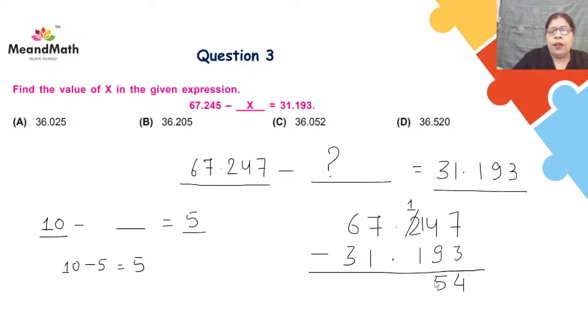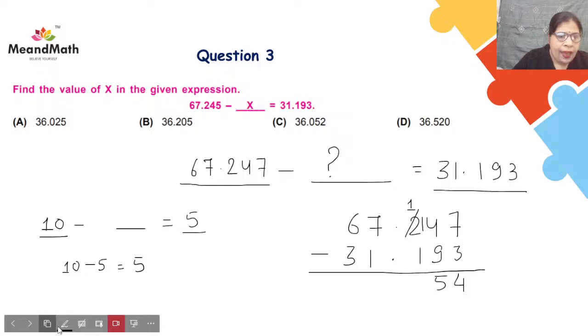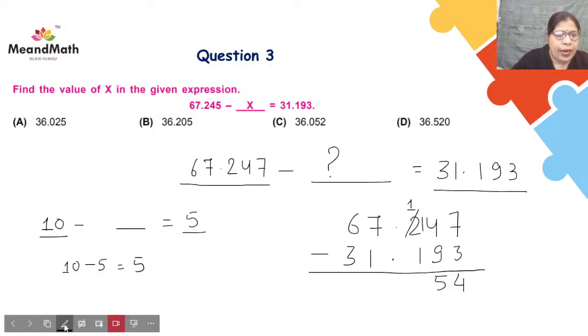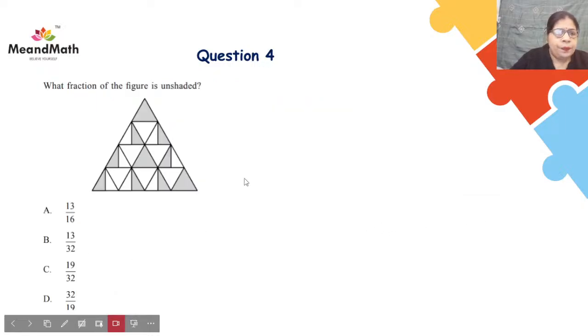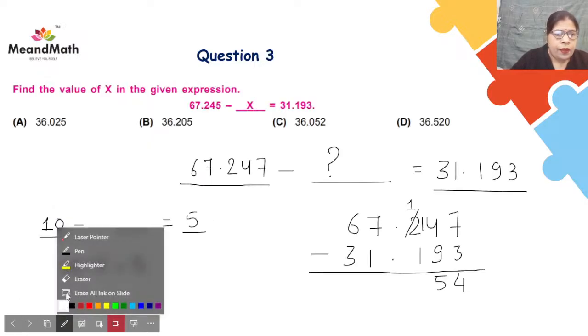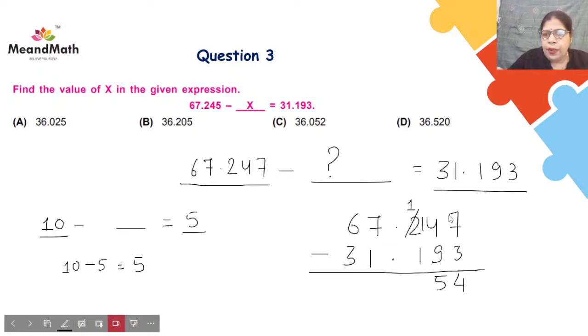Just a minute. I think I have made a mistake. It should be 5 over here. I have to write 5 over here. Just a manual mistake. Give me 1 second. Okay, I'll be writing a 5 over here. I had written 7.